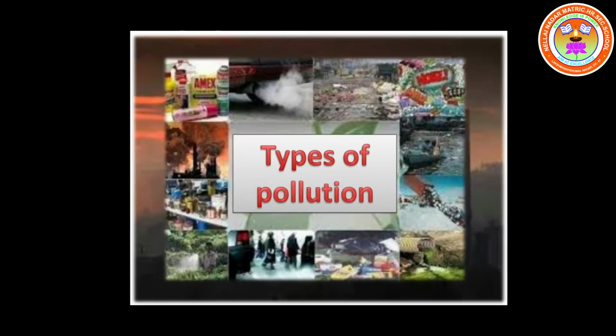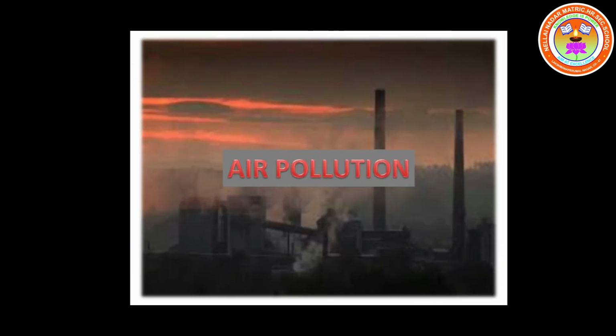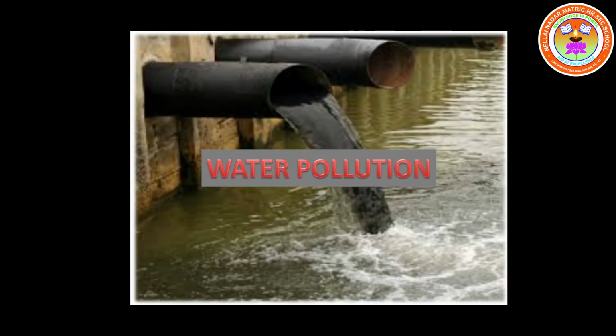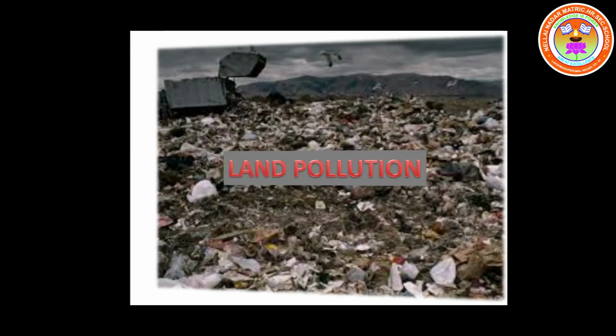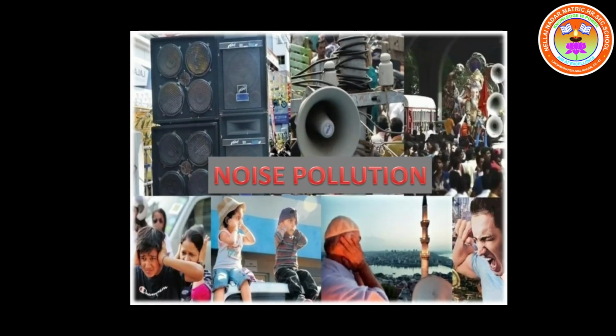Now, let us learn about the types of pollution. There are 4 main kinds of pollution. They are air pollution, water pollution, land or soil pollution and noise pollution. So there are 4 major kinds of pollution: air, water, land and noise pollution.